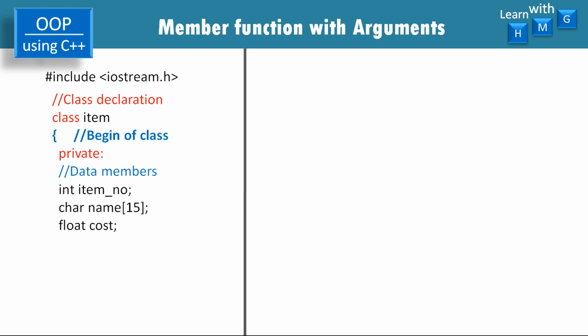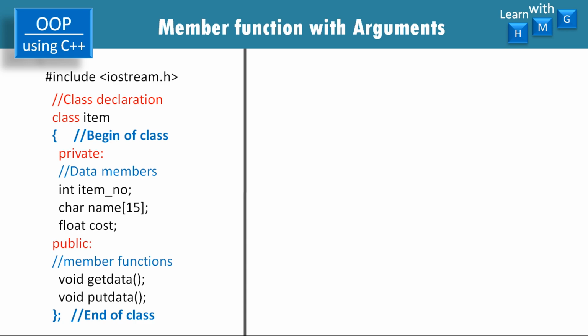Now the public section of the class has the member function declarations. The get data and put data, these two member functions are there. Both member functions are not accepting any argument. Hence the brackets after the member function name, after get data and after put data, are empty parentheses, and they return no value. So this is a class where the member functions do not accept any arguments.